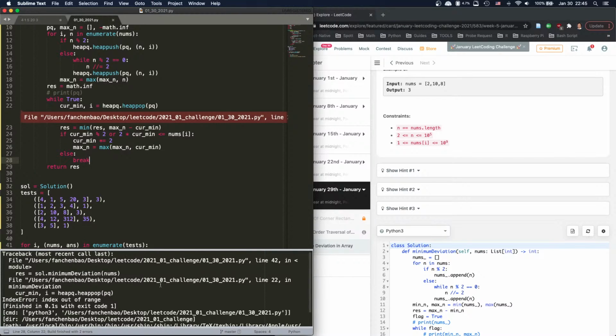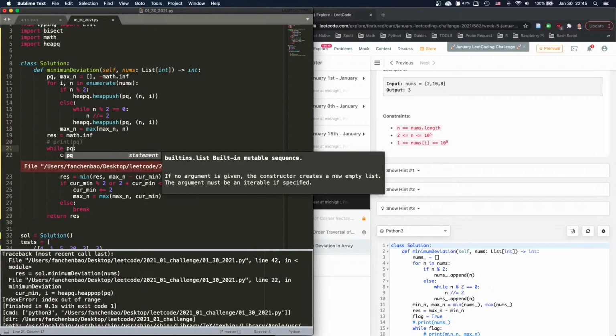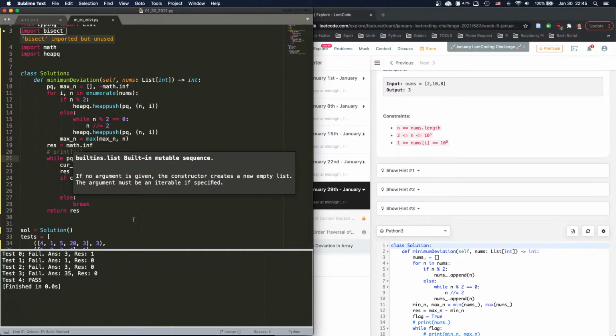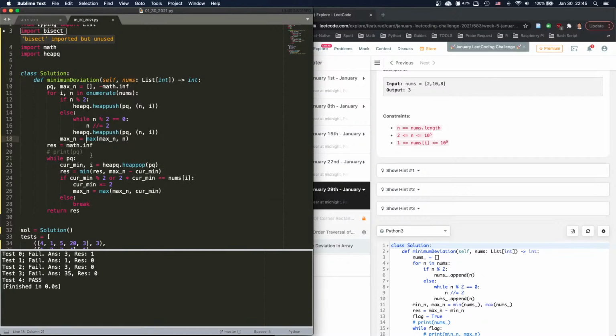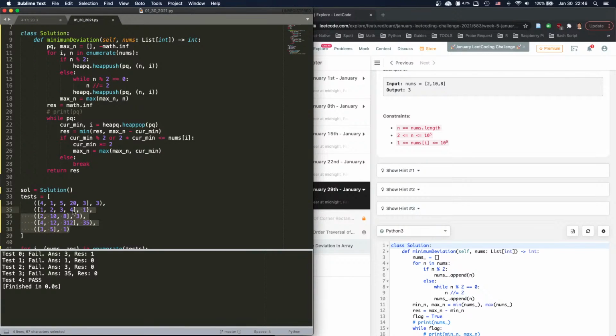Index out of range. Wow, okay, something is not right. Oh man.